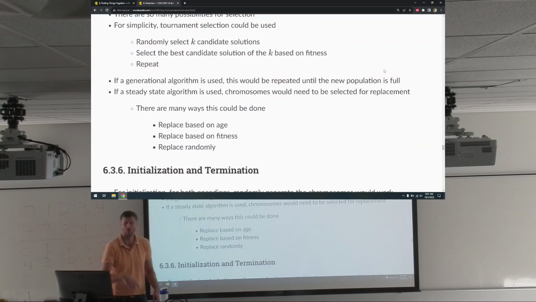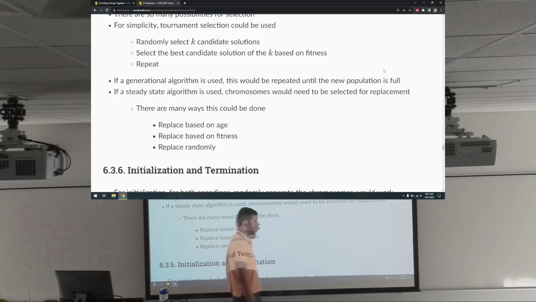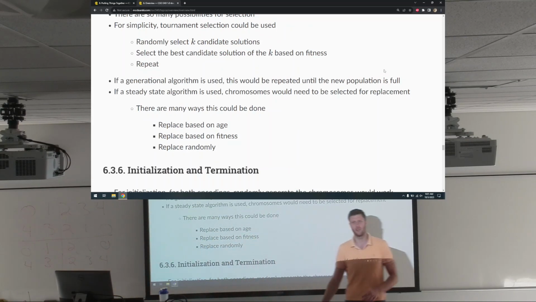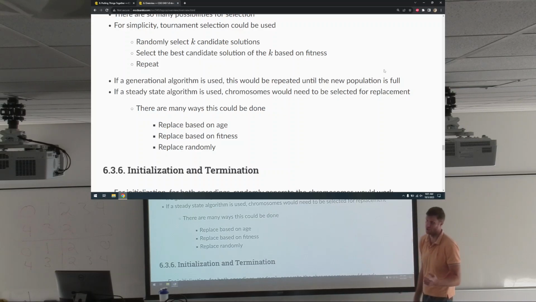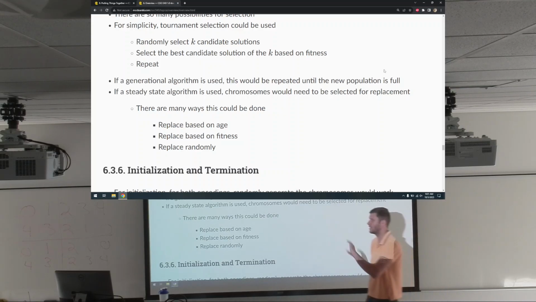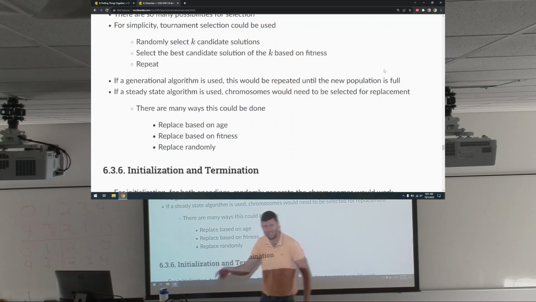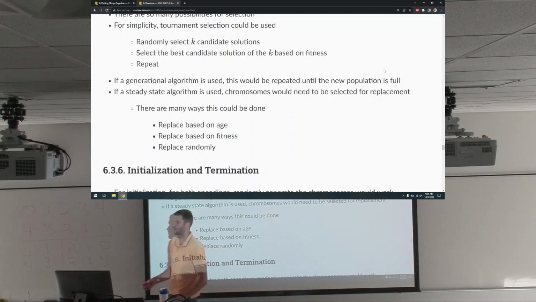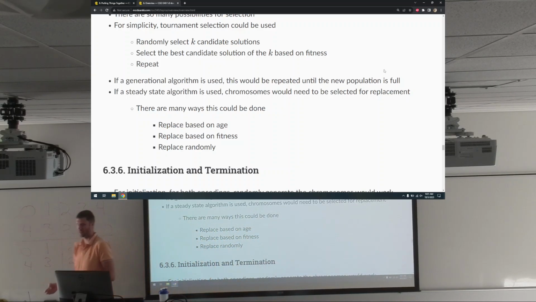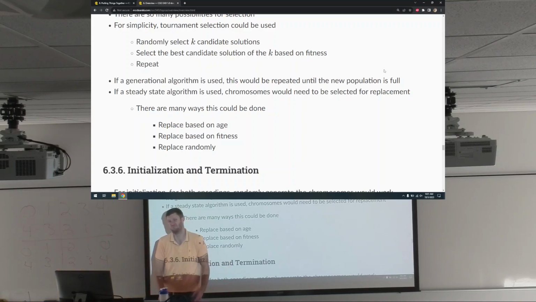If we're doing a generational GA, we also need another selection. Or no, we don't, we only need one selection. If we're doing steady state, we need another selection for who's going to get replaced in the population. And you can do that however you want, based on age, like the number of iterations it's existed for, maybe replace ones with low fitness, randomly replace. It's up to you.